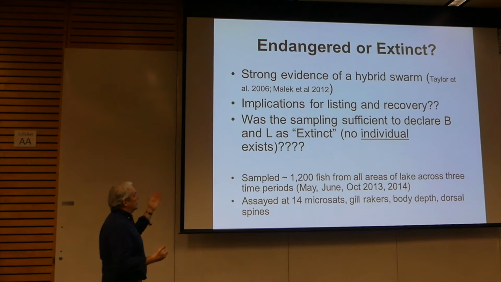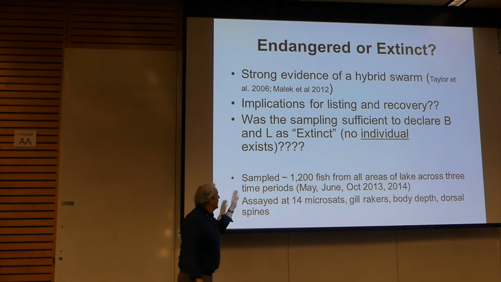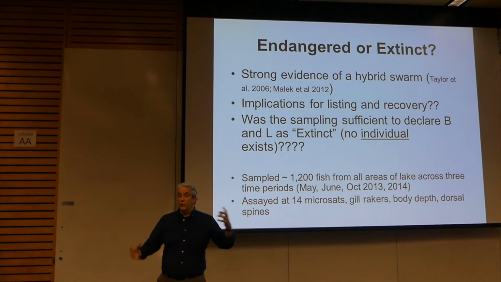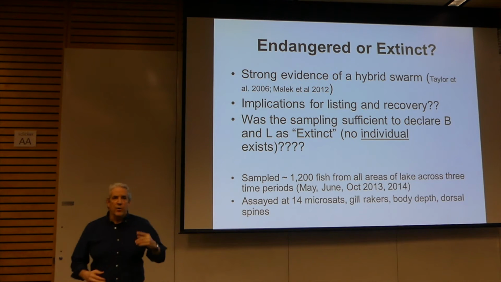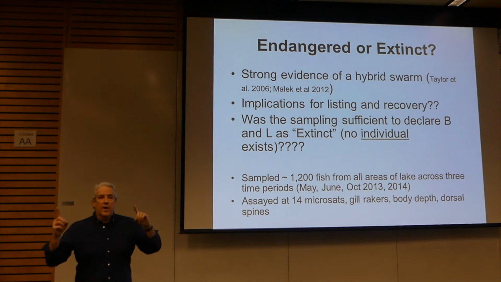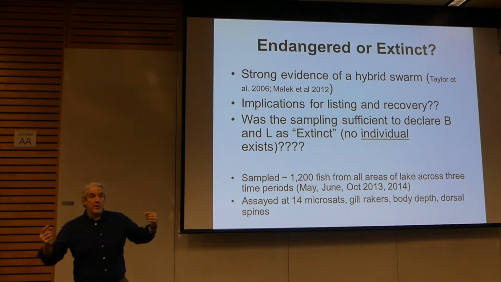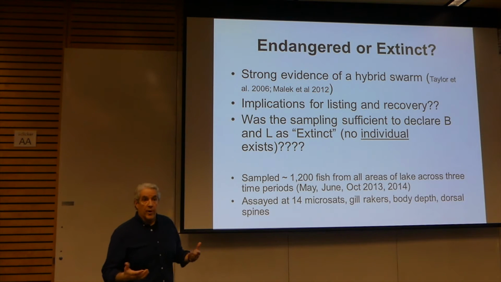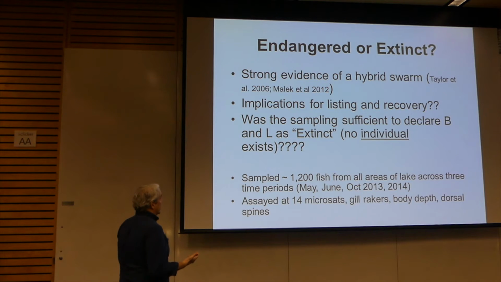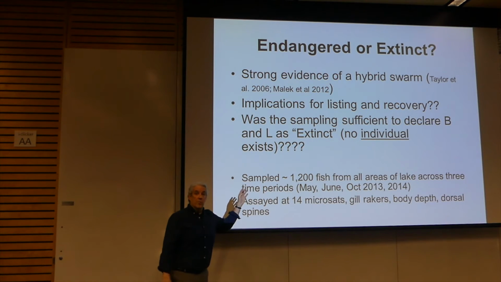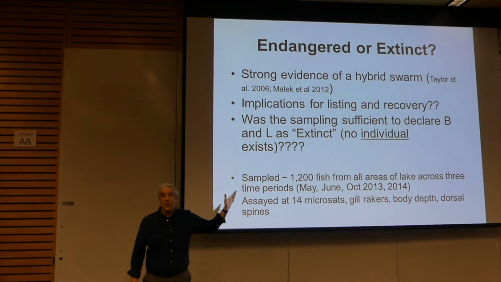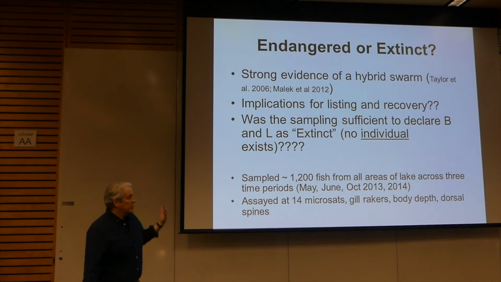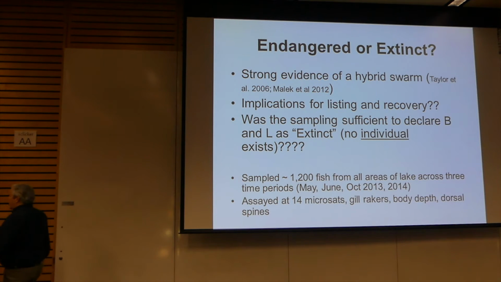And the question came up, was the sampling sufficient to declare limnetics and benthics extinct? You showed the populations collapsed, but how do you know there isn't one or two lonely limnetics and benthics swimming around the lake that you could capture and bring into a captive breeding program and all this sort of stuff? Because extinction means no individual exists anymore, or no reproductively competent individual exists anymore. So we set out to address this limitation, that all the studies that we'd done before, where we quoted levels of hybridization, were really parts of other studies.